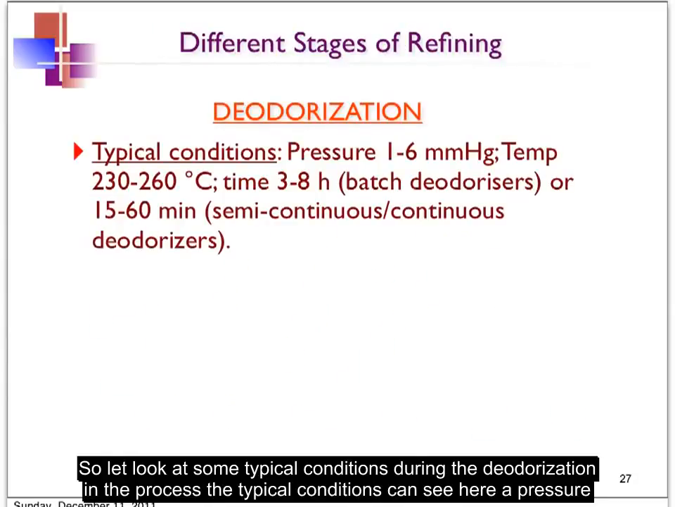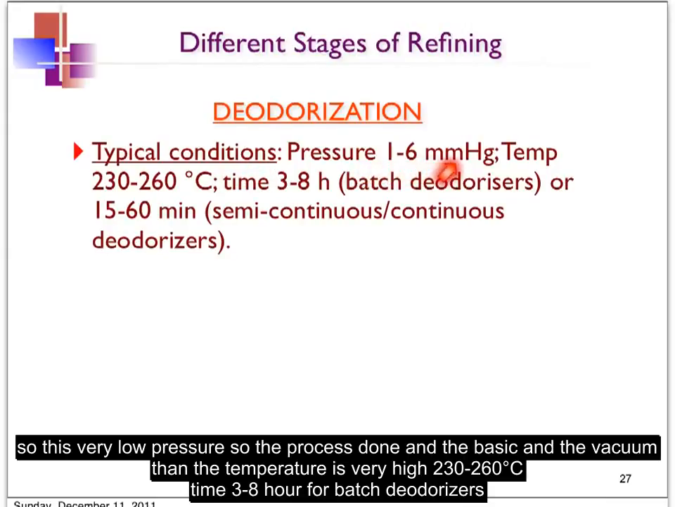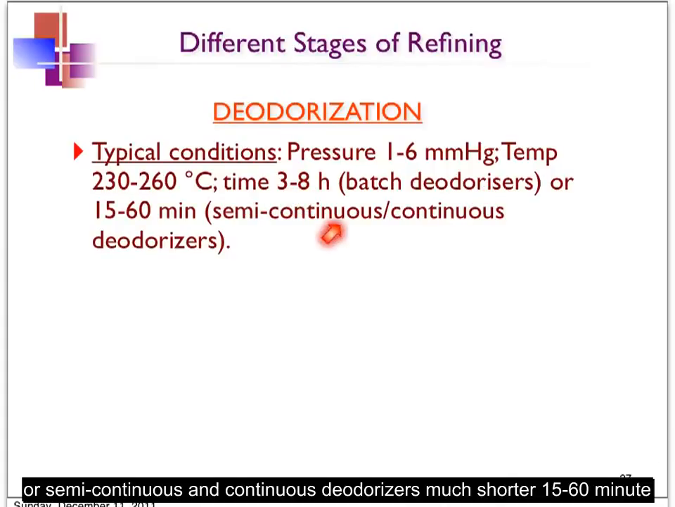So let's look at some of the typical conditions in the deodorizer during the process. The typical conditions you can see here, the pressure. So it is very low pressure. So the process is done basically under vacuum. Then the temperature is very high, between 230 to 260 degrees Celsius, and the time between 3 to 8 hours for batch deodorizers, or for semi-continuous and continuous deodorizers, much shorter, between 15 to 60 minutes.